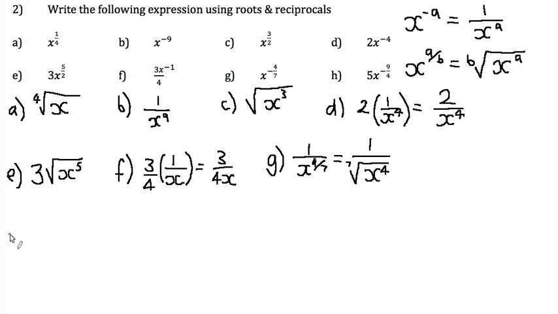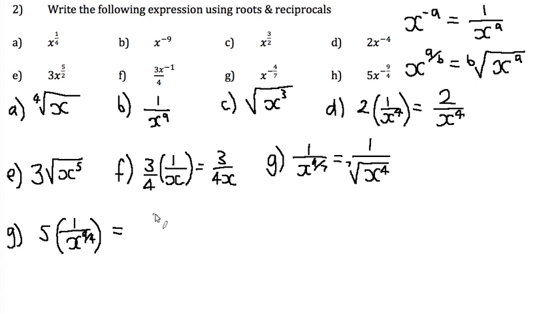Finally, 5 x to the power of minus 9 over 4. You may again, if you want to, take a couple of stages. This is really just for understanding. You can streamline this as long as you make sure that you don't make any silly errors. So dealing with the minus, that gives me a reciprocal. So I get 1 over x to the power of 9 over 4.